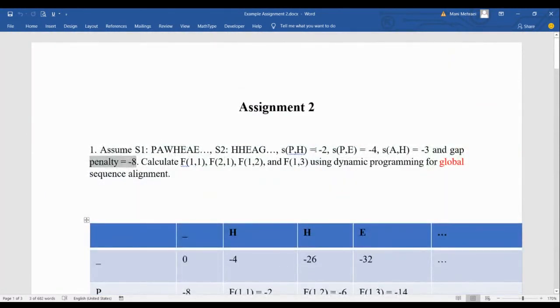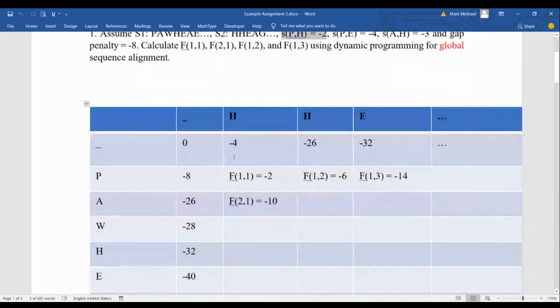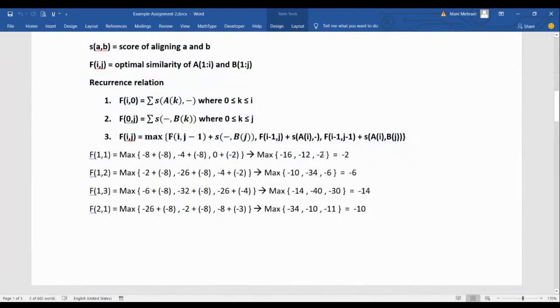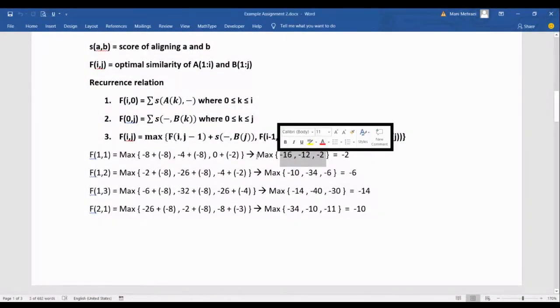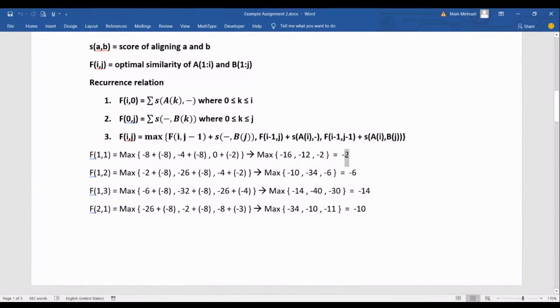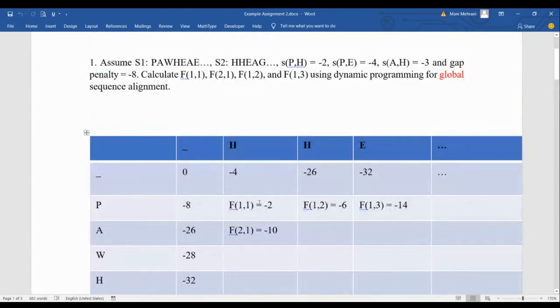It's already given to you. pH is -2. That's why the information we have given you here is important to use in order to find this value. As soon as you come up with these 3 values, the maximum of them will be the final answer for this cell, which is 1, 1. Here, this is -2, and you include this one.